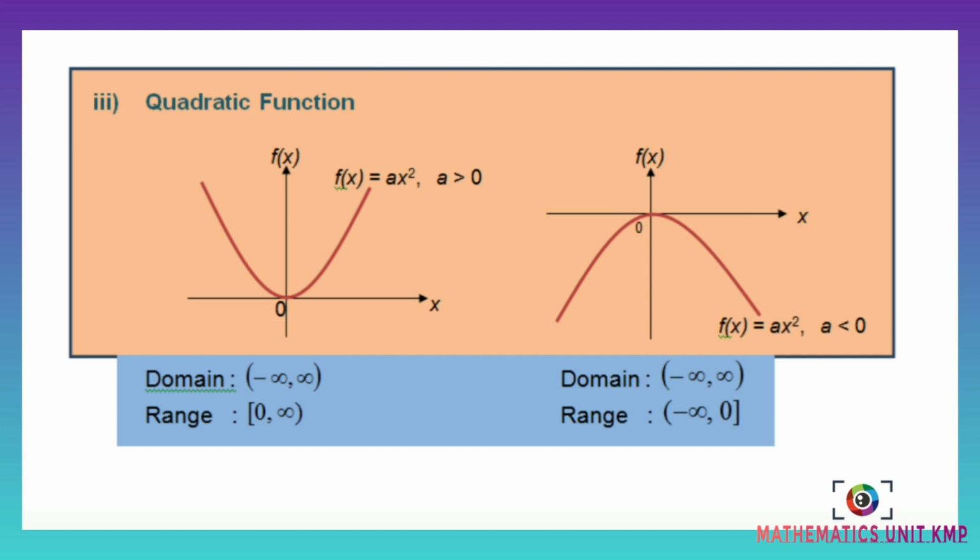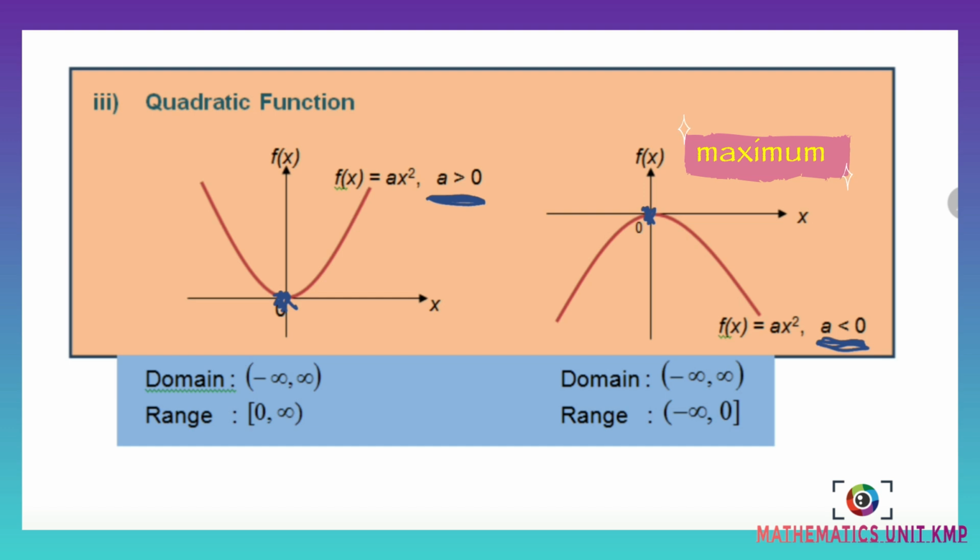Today we continue our lesson on the quadratic function. The general form of a quadratic function is ax squared plus bx plus c. If f(x) equals ax squared and a is greater than 0, the graph is concave up and the minimum point is at (0, 0). Otherwise, if f(x) equals ax squared and a is less than 0, the graph is concave down and the maximum point is at (0, 0).